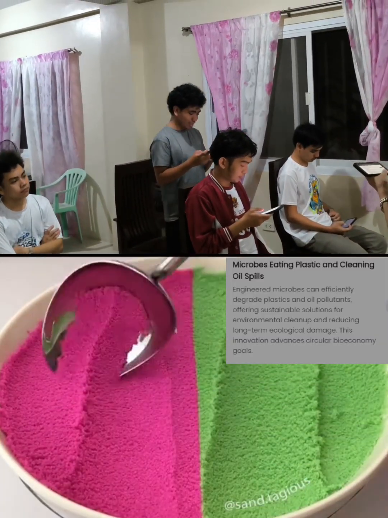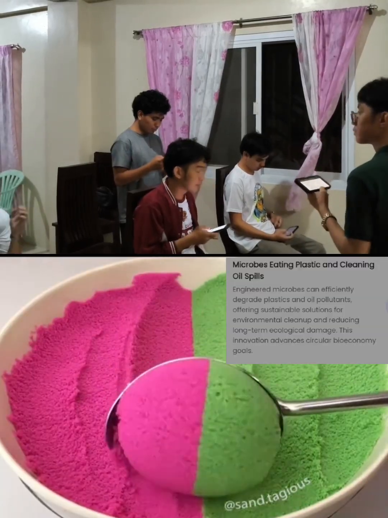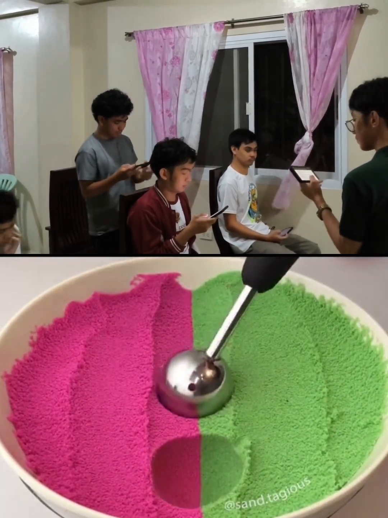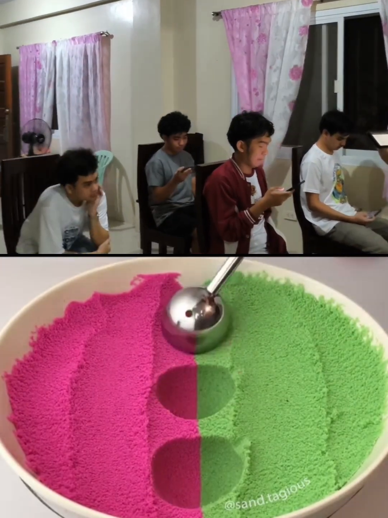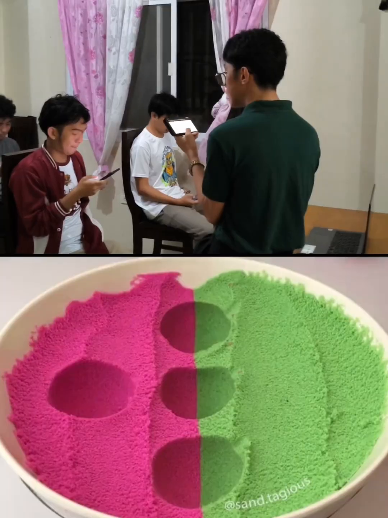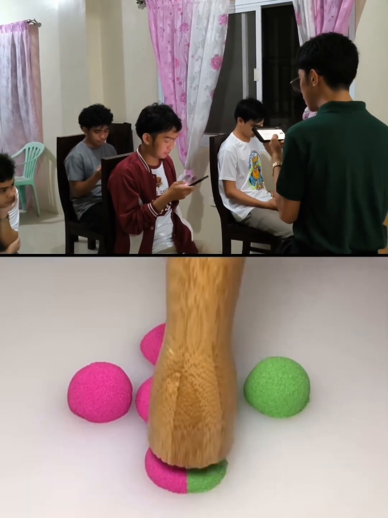Microbes eating plastic and cleaning oil spills. Engineered microbes can degrade plastics and oil pollutants, offering sustainable solutions for environmental cleanups. Some microbes naturally degrade certain plastics. By improving those pathways, scientists can speed degradation and apply microbes in controlled cleanup operations.